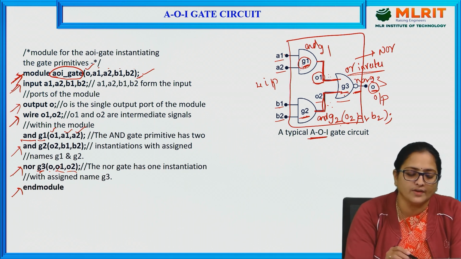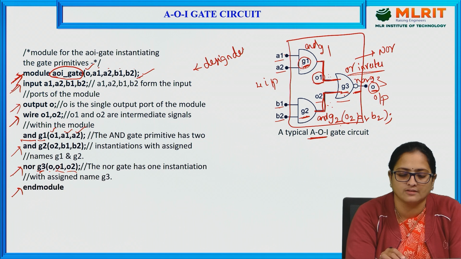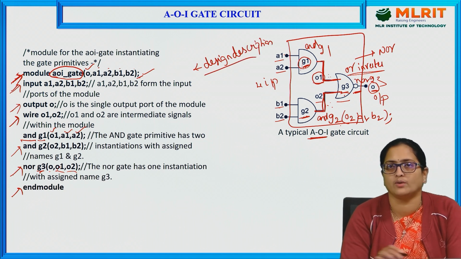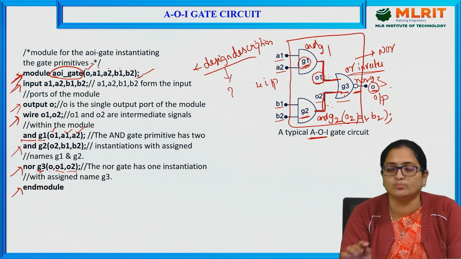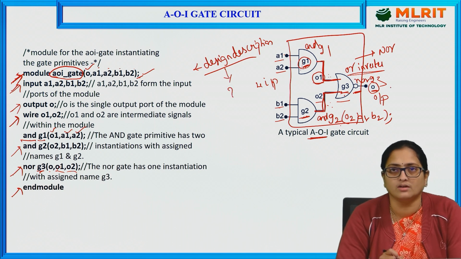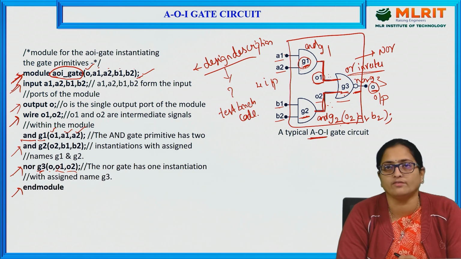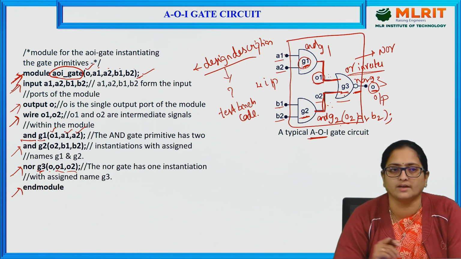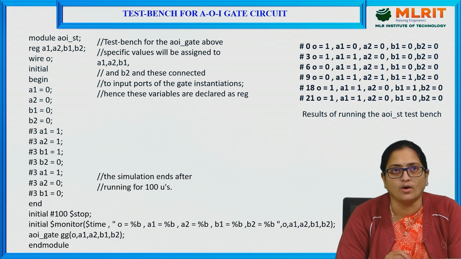Now we have written a design description for this AOI gate. Now I want to test whether your output is exactly correct with your inputs or not. For this, I will write other code which is called a test bench code to verify the output of this AOI gate. So this is a test bench of the AOI gate.